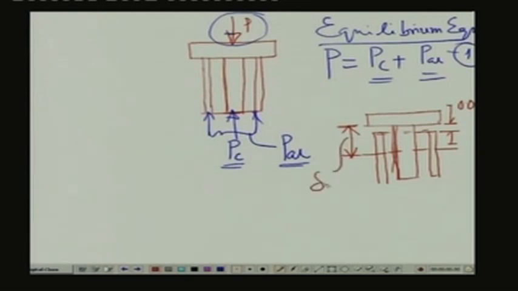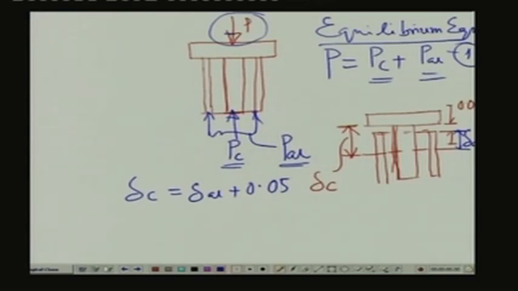This we call delta C, and in the process when the copper rod deforms to this extent, and this is the position where the bearing plate has come, then the deformation which has occurred in the aluminum is this much. This we call delta aluminum. So, from this particular configuration we can write delta C is equal to delta aluminum plus 0.05 millimeter.